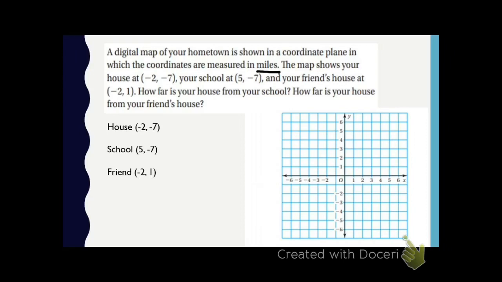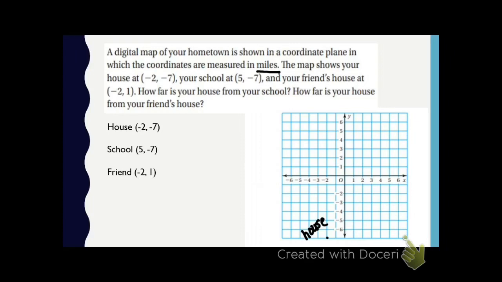Okay, the first thing we need to do is plot out our points. So I have my house, -2, -7. So let's find that on our grid. All right, go over to -2. I come down to -7, and it's right here. It won't let me make a point right now. There we go. -2, -7, and I'm going to label that as my house.